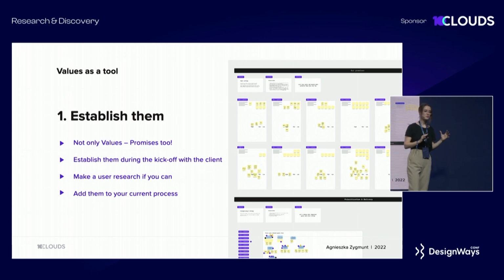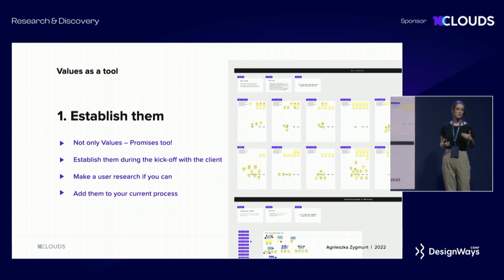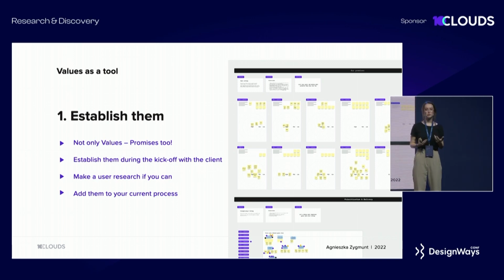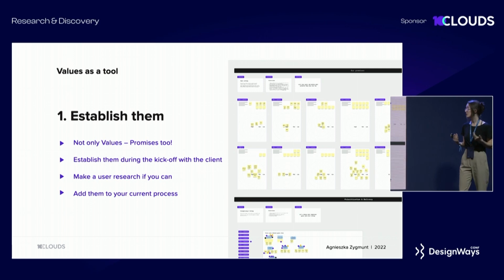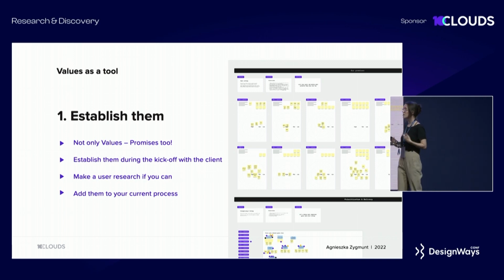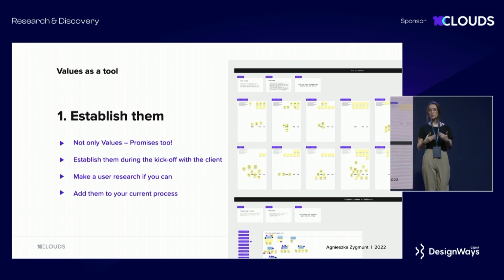So having the promises is just having the description of what will be the motive for us, why we should begin something, why we decide to do this product. So we have the promises and the values, and we just establish them during the kickoff with the client. I know it's simple, but we are not doing this. If you can, make a user research. Of course, there's not always time and resources, but if you have them, just ask the users and look for the values and the promises.